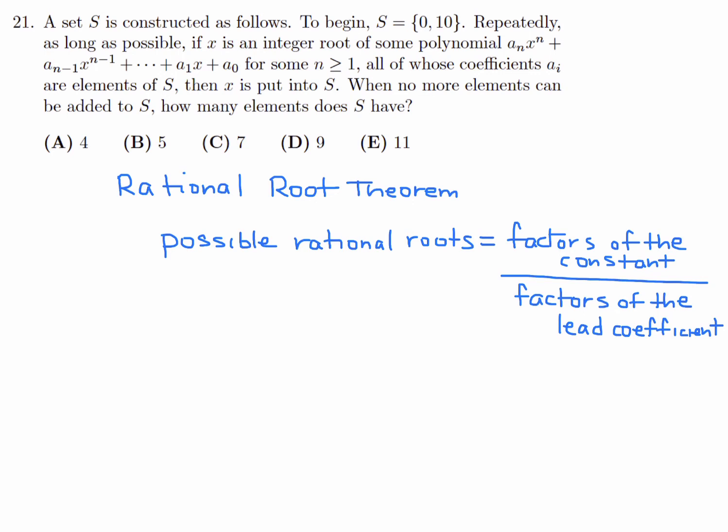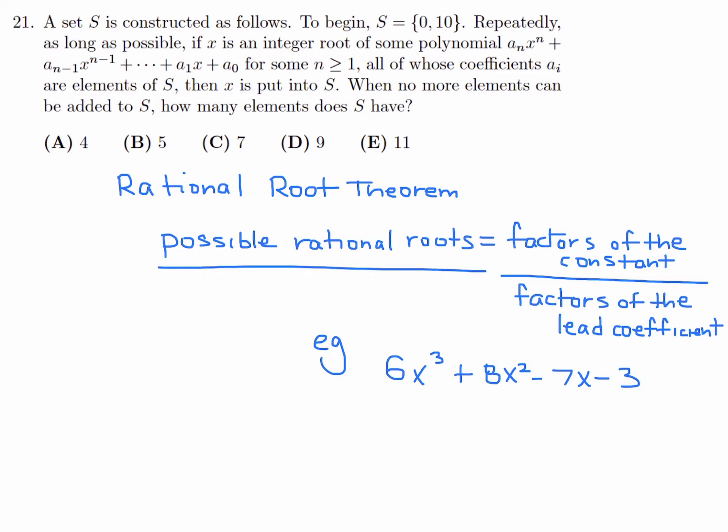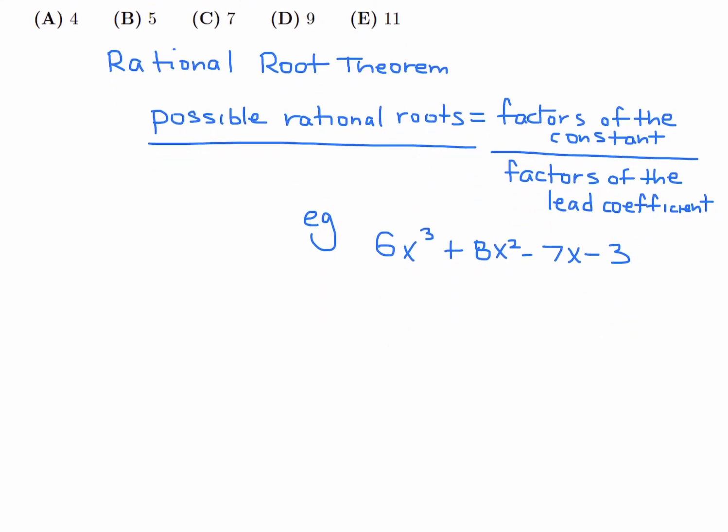So let's give an example. Let's say we have a polynomial 6x to the power of 3 plus 8x squared minus 7x minus 3. And I ask, what are the possible rational roots? Well, you would get the factors of the constant. The constant is minus 3, so the possible factors are plus or minus 1 and plus or minus 3. That would go in the numerator.